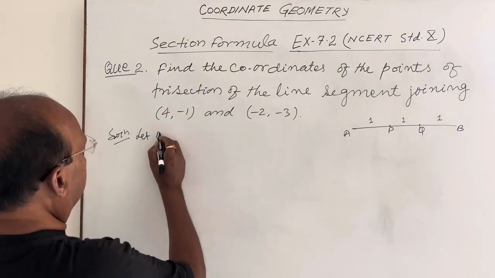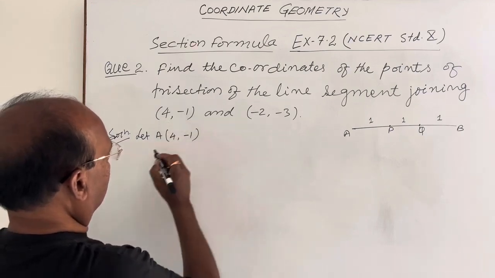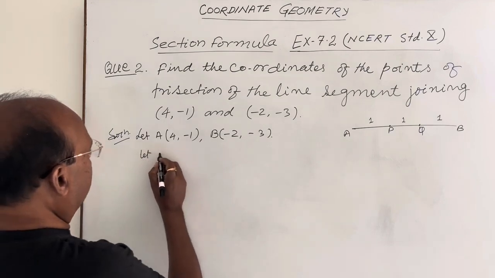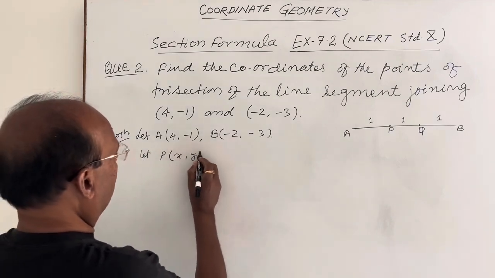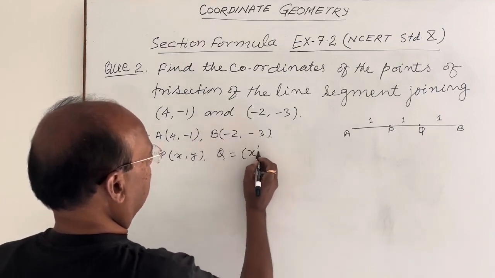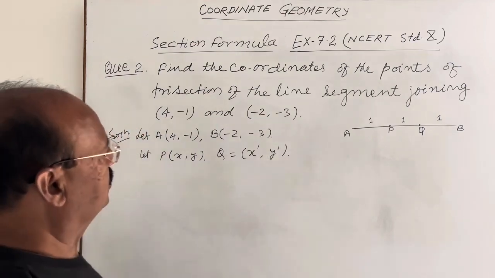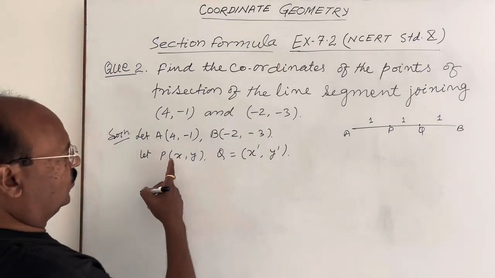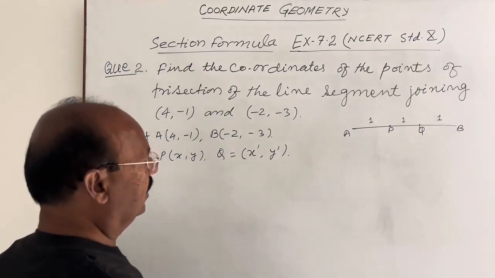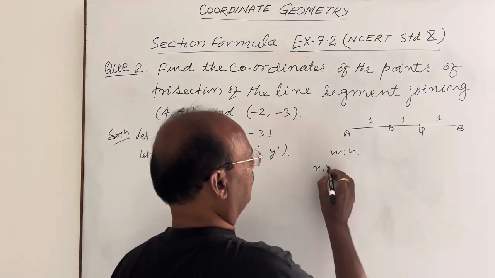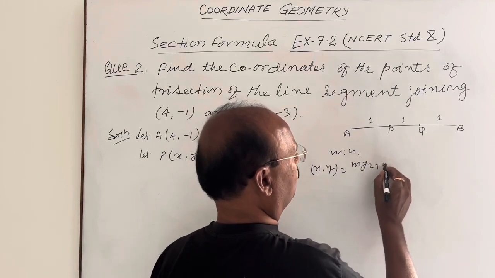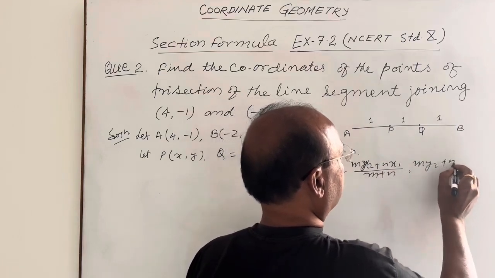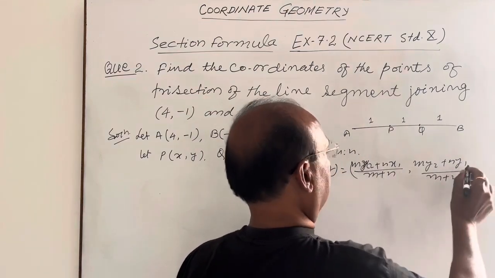So let us suppose that this is point A and this is point B, and also let us suppose that P has coordinates (x, y) and Q has coordinates (x', y'). By the section formula we already discussed in the previous video, the coordinates of a point which divides a line segment internally in the ratio m:n is given by this formula: (x, y) = ((mx2 + nx1)/(m + n), (my2 + ny1)/(m + n)). This is called the section formula.